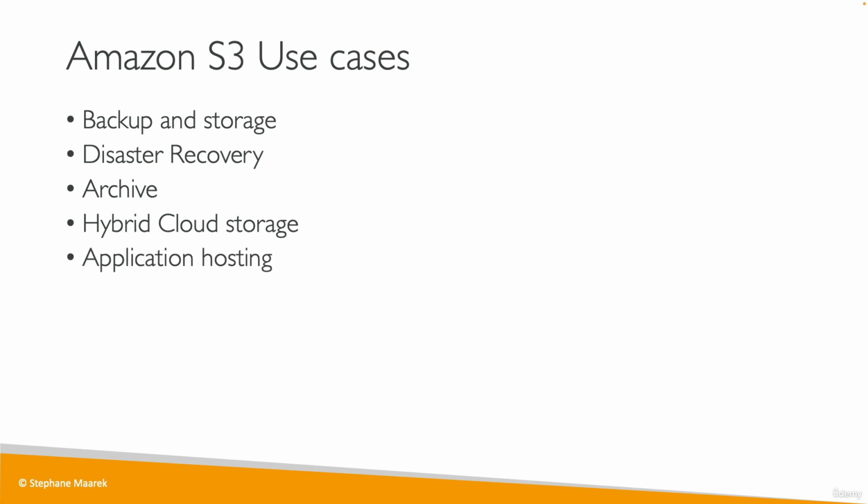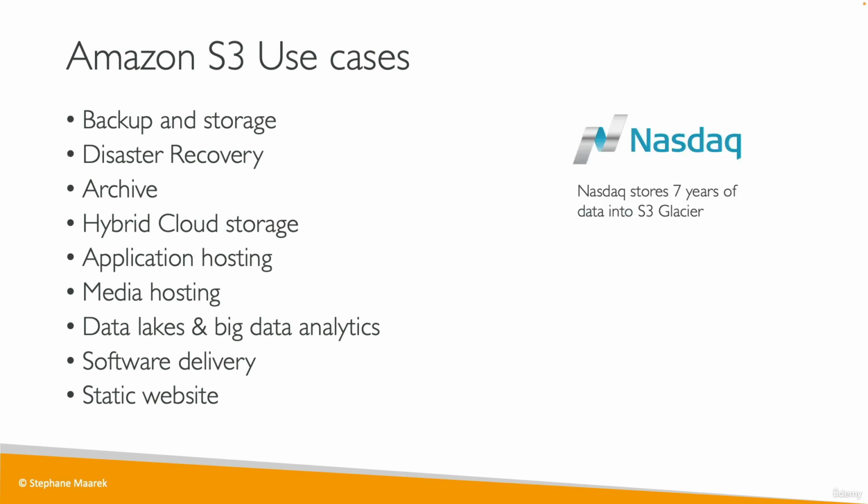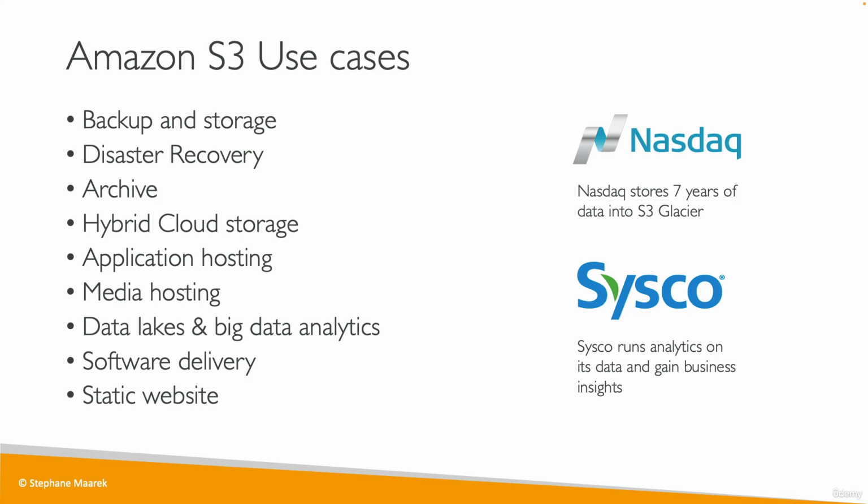To host applications, to host media such as video files, images, and so on. To have a data lake, so to store a lot of data and to perform big data analytics. For delivering software updates, for hosting static websites, and so on. Two use cases: the NASDAQ stores 7 years of data in the S3 Glacier service, which is like the archival service of Amazon S3. And Cisco runs analytics on its data and gains business insights from Amazon S3.